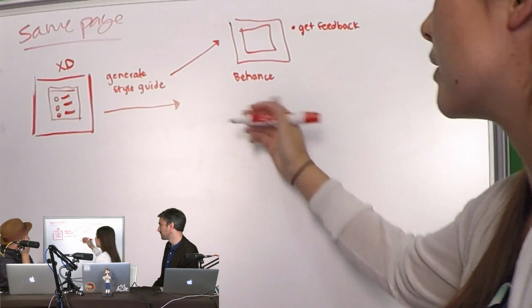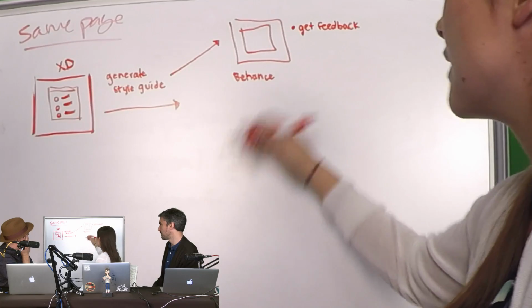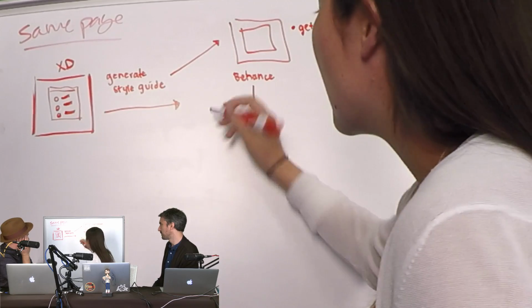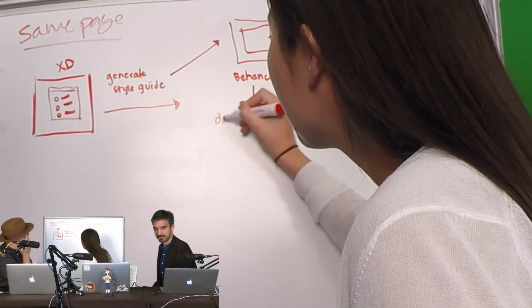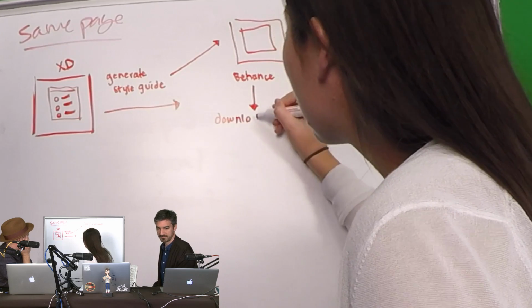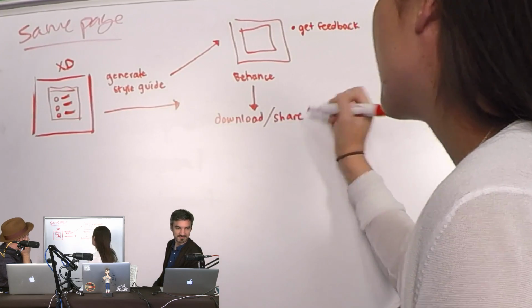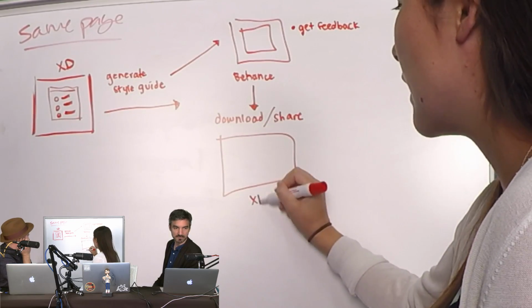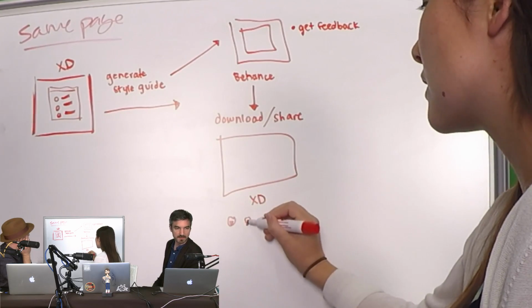So this is sort of the designer publishing to Behance, and the question is, from here, how are other users getting this? They're downloading it, sharing, whatever we end up doing, but basically bringing it back into XD for a bunch of different users.